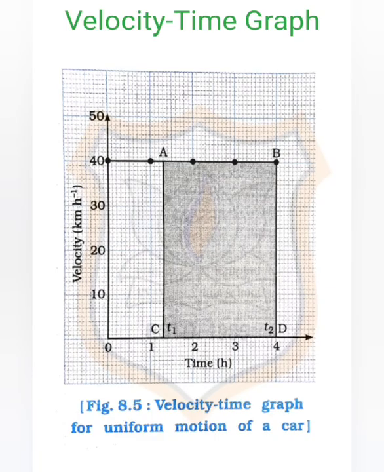Next, velocity time graph. The variation in velocity with time for an object moving in a straight line can be represented by a velocity time graph. In this graph, we are observing time is represented along the x-axis and velocity is represented along the y-axis. If the object moves at a uniform velocity, the height of its velocity time graph will not change with time, and it will be a straight line parallel to the x-axis.